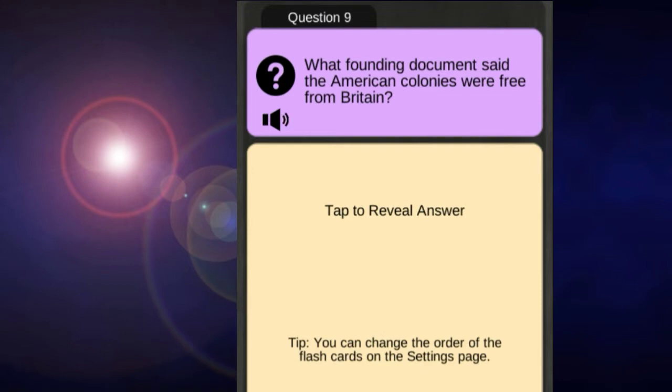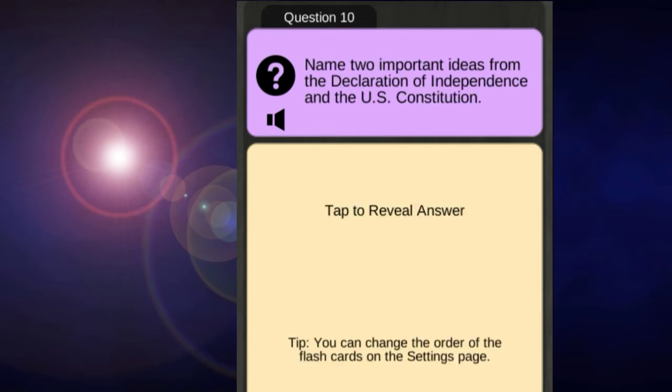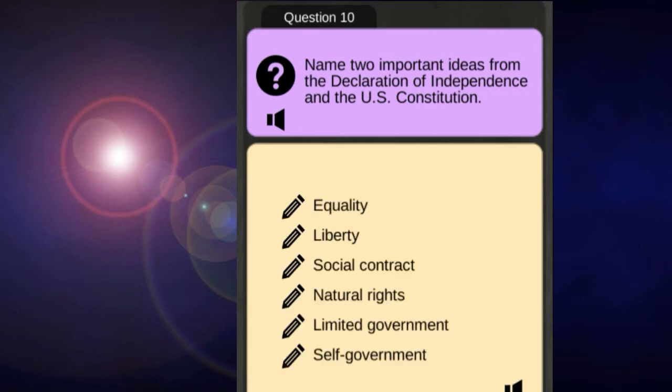What founding document said the American colonies were free from Britain? Declaration of Independence. Name two important ideas from the Declaration of Independence and the U.S. Constitution. Equality. Liberty. Social contract. Natural rights. Limited government. Self-government.